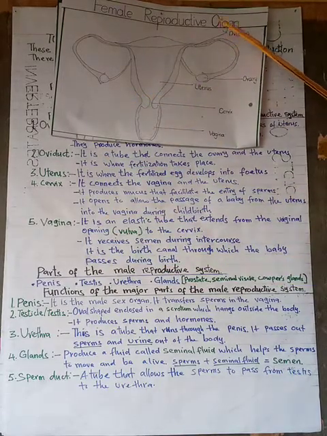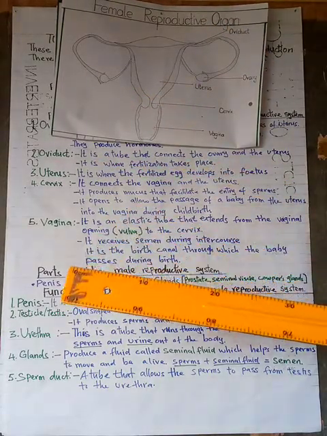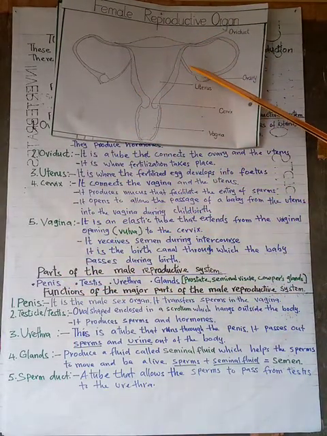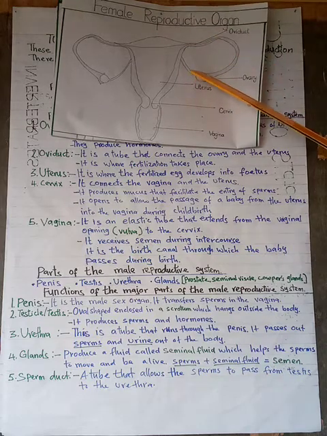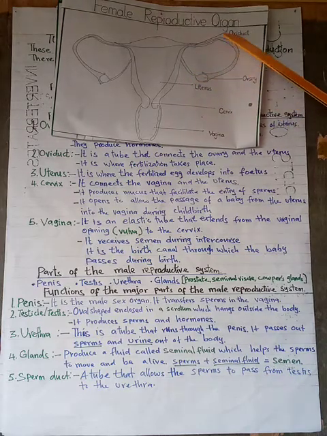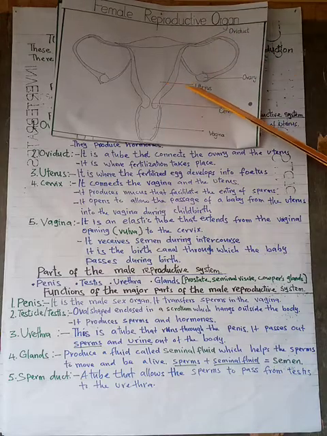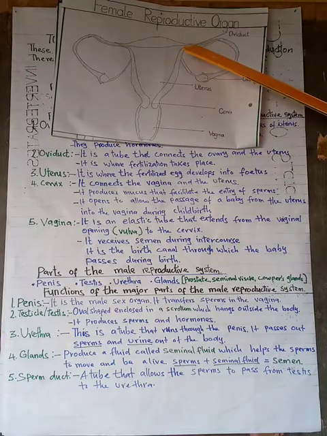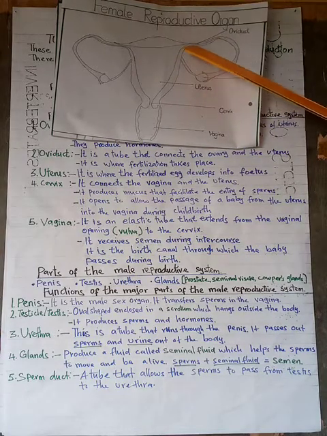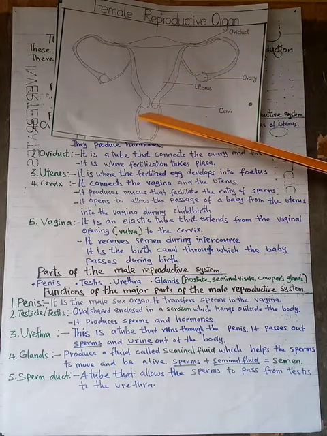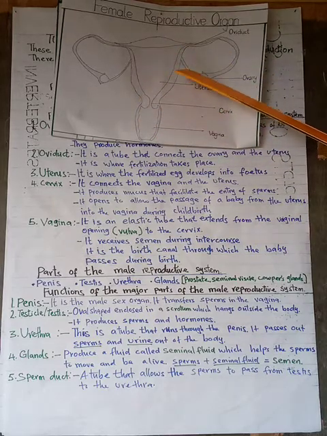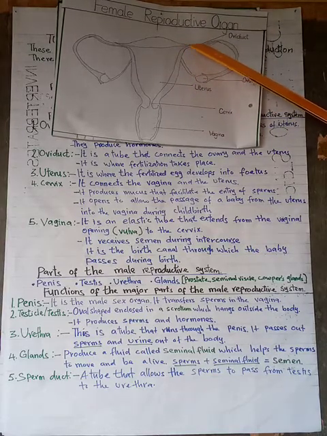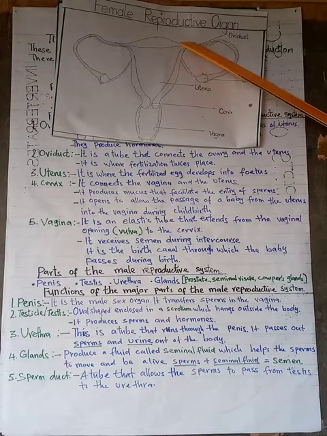And the oviduct is a tube that connects the ovary and the uterus. It is where fertilization takes place. Fertilization is the fusion of the male sex cell called the sperm and the female sex cell called the ova. If they fuse here, that is called fertilization.